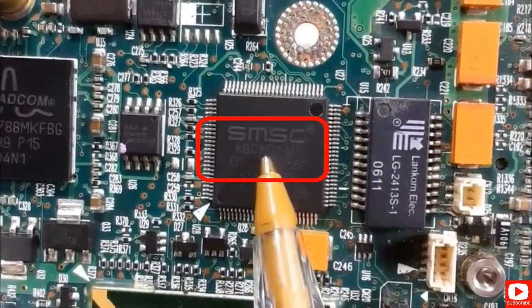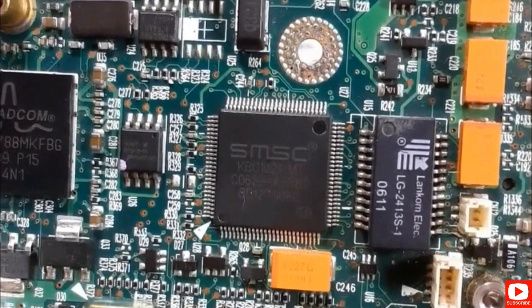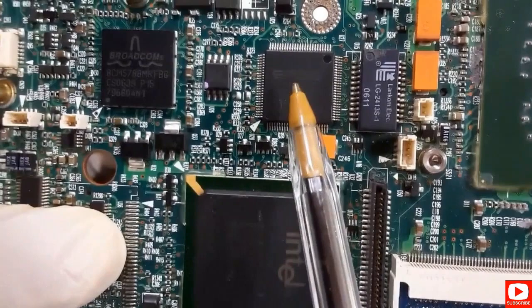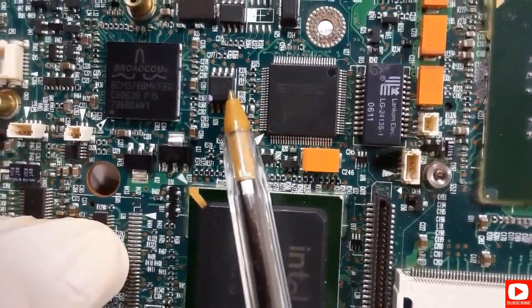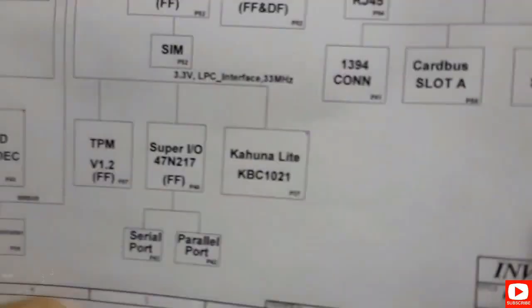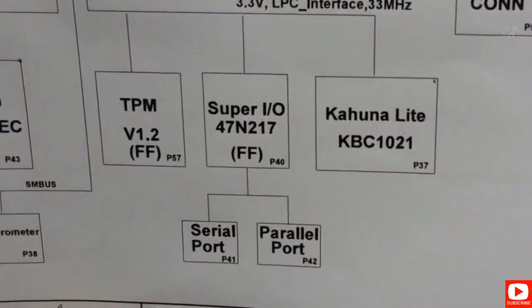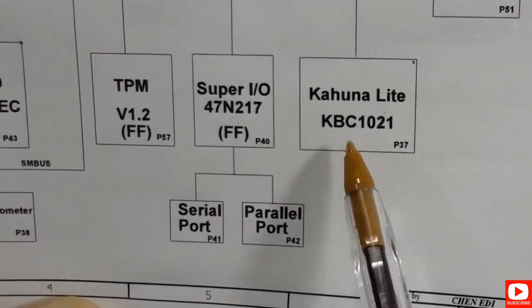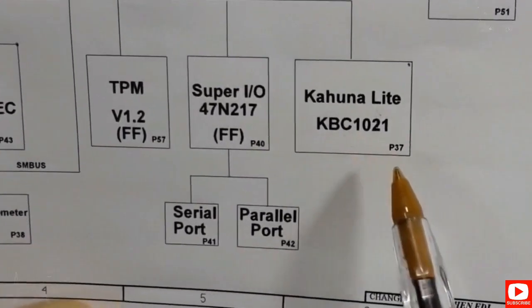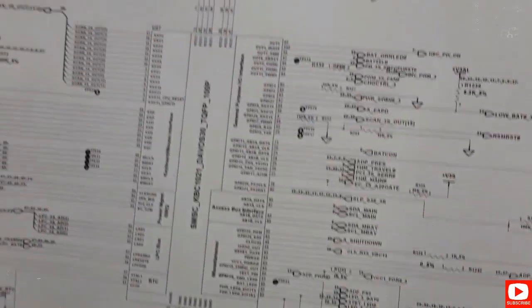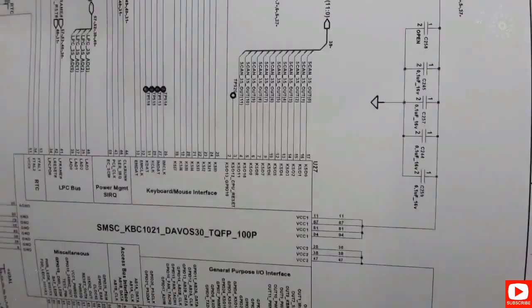So let's first check the motherboard to see the reference. As you can see, it is the same reference as we have seen in the schematic. Basically this is the keyboard control. You will always find this IC near the BIOS and the chipset, or the South Bridge. So the keyboard control 1021. This IC exists on page 37, P37. So if we go to page 37, this is page 37.